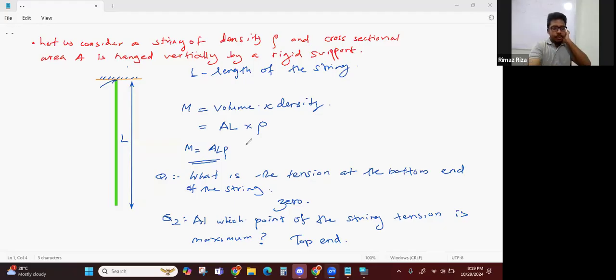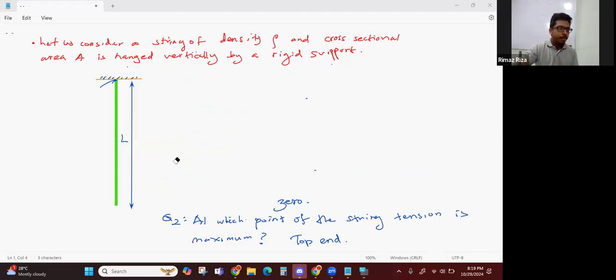And let us try to derive an expression for how the tension varies along with the distance. Now for that, I'm going to consider a part of the string, let's say from a height x from the bottom. So I consider a length of x.